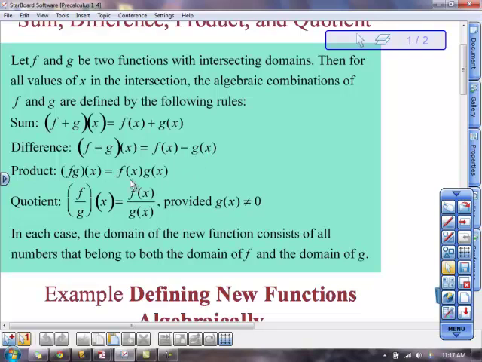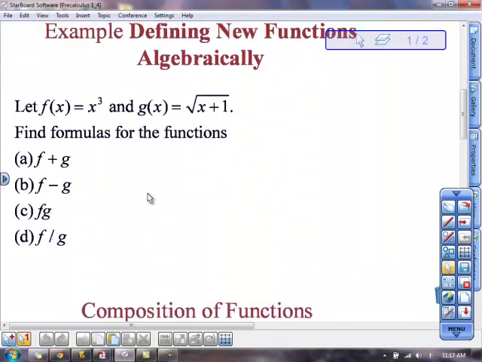We can take the product of functions. We can also divide functions. Here's an example. If I wanted you to do two functions added together, f and g, all I do is that new function would become f plus g of x.